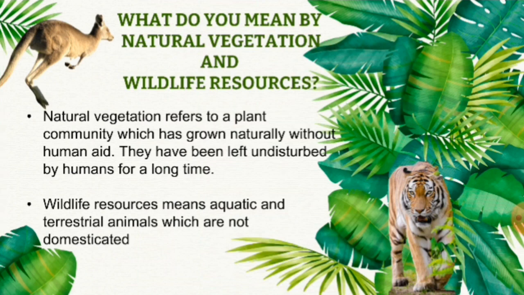What do we mean by natural vegetation and wildlife resources? Natural vegetation refers to a plant community which has grown naturally without human aid. They have been left undisturbed by humans for a very long time. Wildlife resources means aquatic and terrestrial animals which are not domesticated.